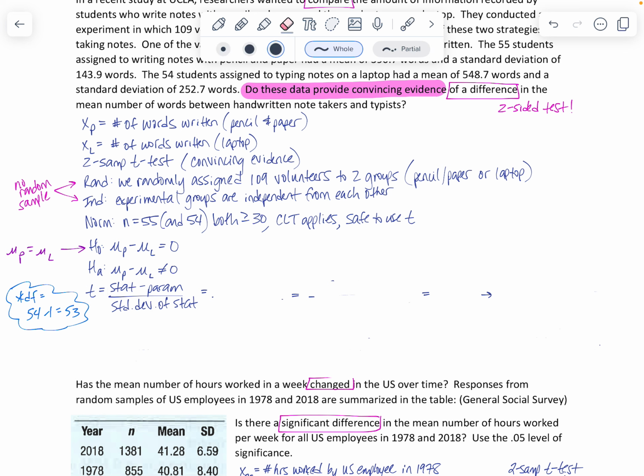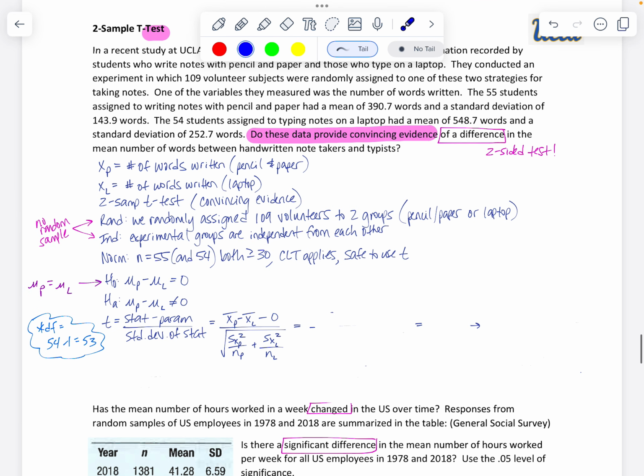So let's talk about plugging in the numbers, or the statistics here, the symbols. This is the X bar of all of the P's, which we are given up here. The paper pencil had a mean of 390. This number goes right there. And I also need the sample mean for the laptop people, which was this many. That's what goes there. That is my statistic. It's the difference in the two things that we're measuring, okay?